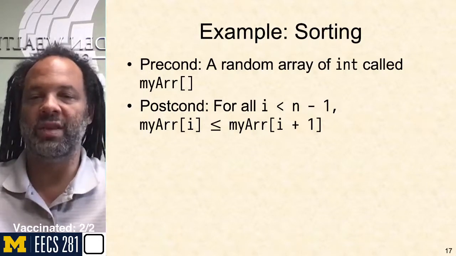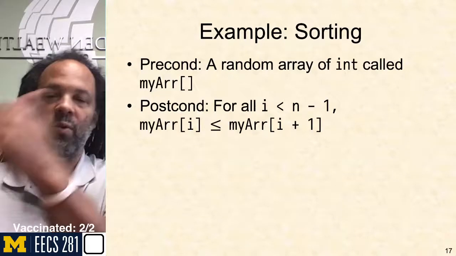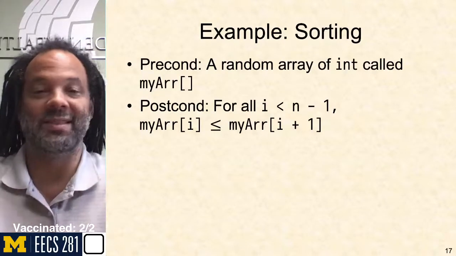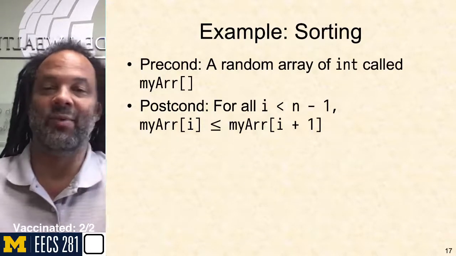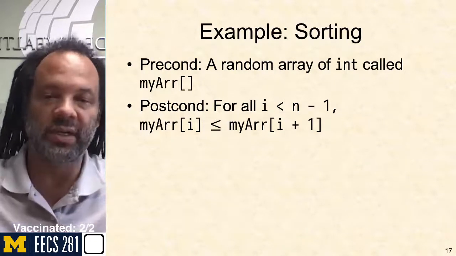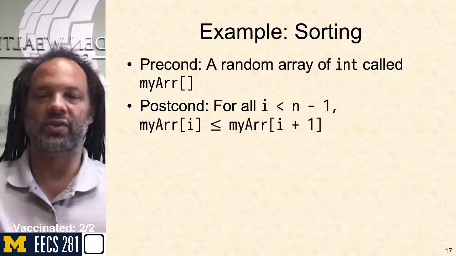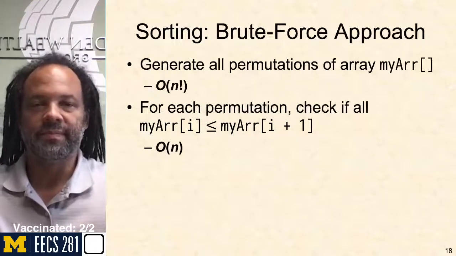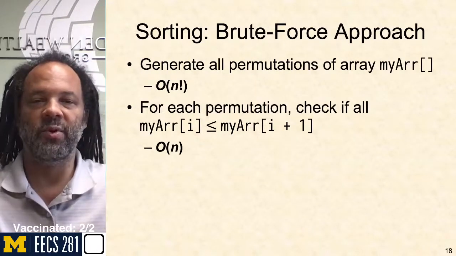For every position in the array, if I move over 1 to the big side, the thing there has to be not less than what I'm at. It can be bigger or equal to, but it can't be less than. So that's my post condition. That's what I think of as a good sorted container. Let's talk about the brute force approach.